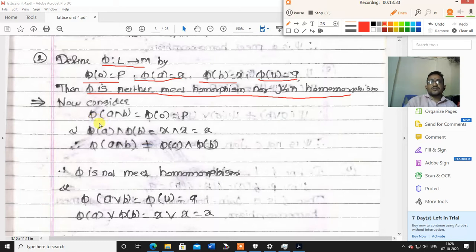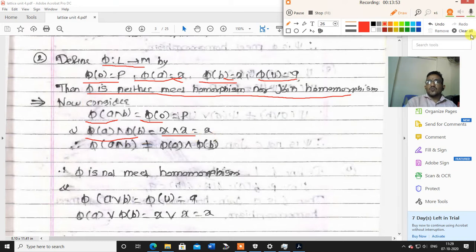Okay, mid or join or not. Okay, now consider phi of A mid B. What is A mid B here? 0. So phi of 0 is, आपको क्या दिला है, P दिला है. Okay, and phi of A mid phi of B. What is phi of B here? इसे आपको क्या दिला है, X दिला है, and phi of A आपको क्या दिला है, X दिला है. तो क्या दिला है, phi of X mid X is equal to X.